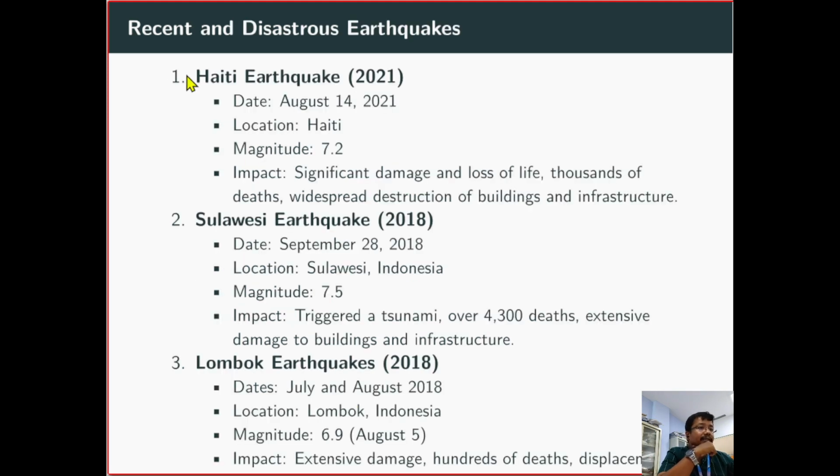Next, some other earthquakes are there. You can go through this. I will share this slide today with you, right till this point. So we have this Haiti earthquake which occurred in 2021. Next, the Sulawesi earthquake. It occurred in Indonesia, and the magnitude was 7.5. Here the magnitude was 7.2. Next, the Lombok earthquake, which occurred in 2018, and it was in Indonesia. Okay.